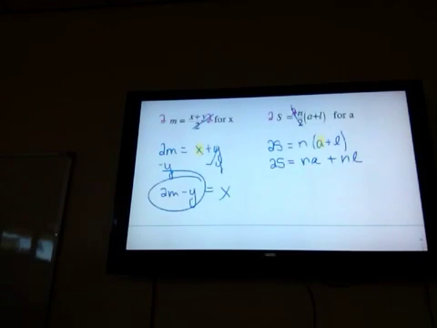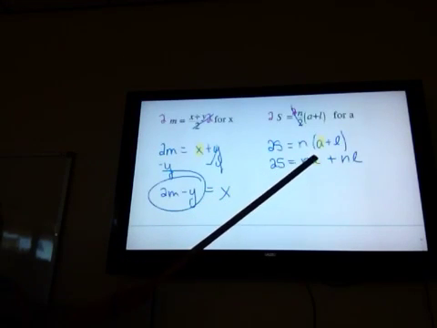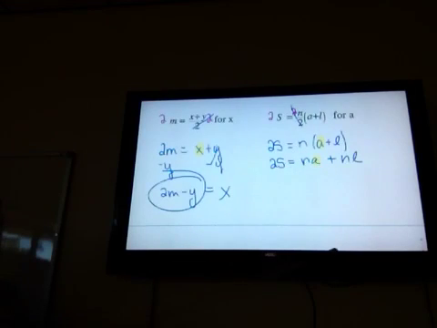Solving for A. How do I get the A term? NA is the A term. How do I get that by itself? So first I have to get rid of plus NL. Subtract it. Now I can't literally subtract, so I write it as 2s minus NL equals NA.